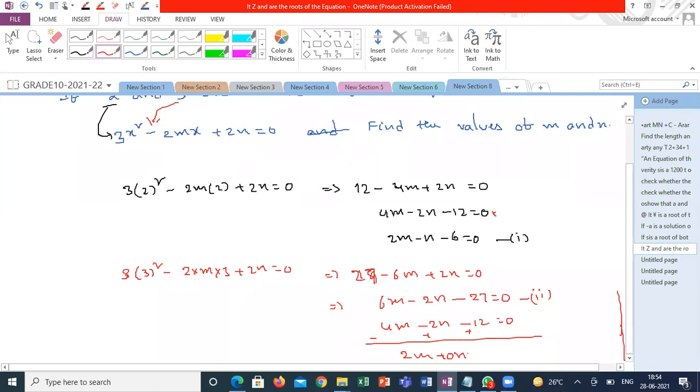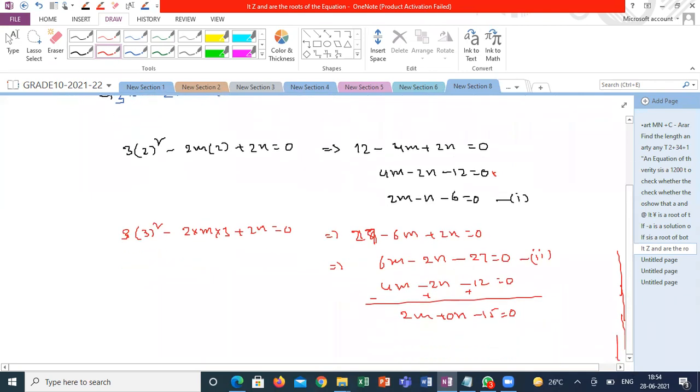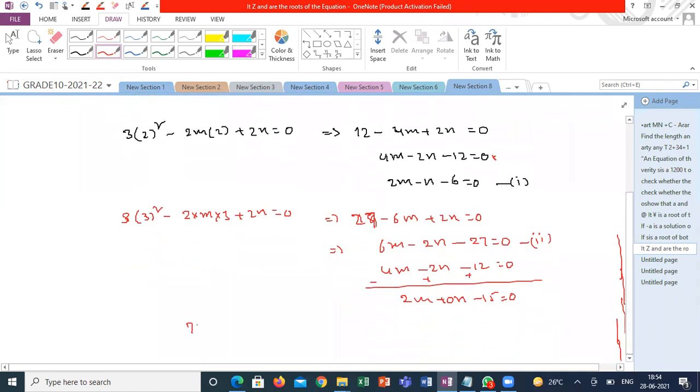Minus 15. Yes, sir. 0. So I am solving the linear equation like in your last session. So 2m minus 15 is equal to 0. From here, m is equal to 15 by 2.